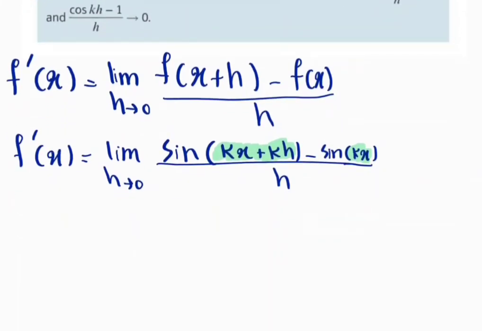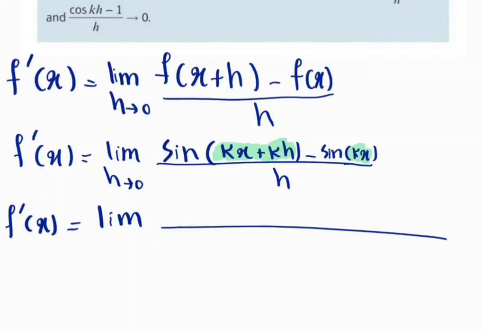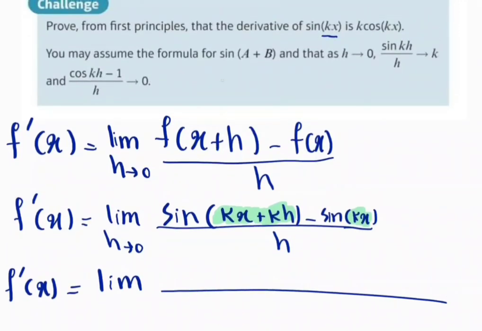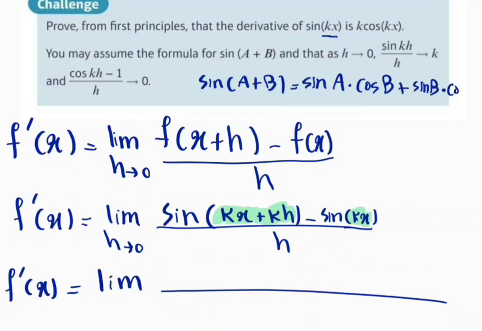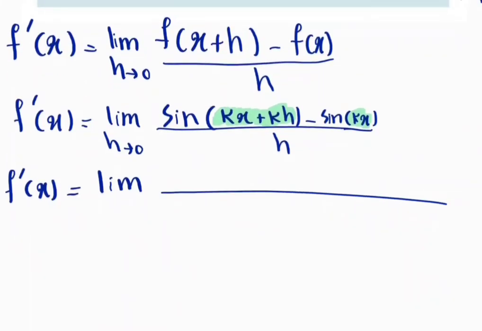Now for the next step, we should use the addition formula of sine a plus b. F dash x is equal to the limit of, now here so we know that from Pure 2, sine a plus b is equal to sine a times cos b plus sine b times cos a. And now here is exactly what we are going to use.